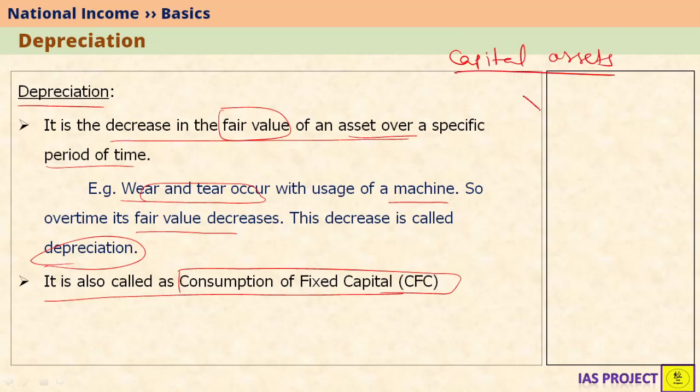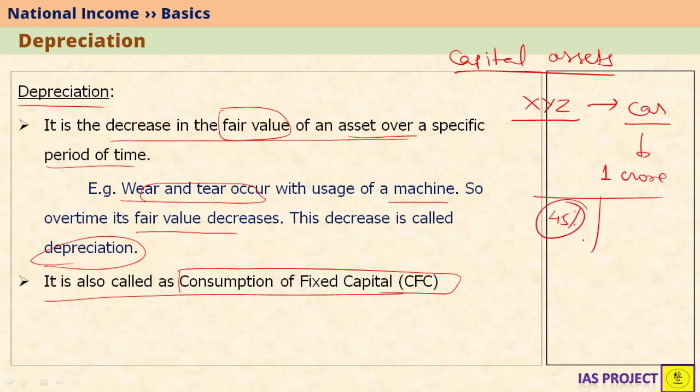For example, there is a company called XYZ and it has bought a new car. Let us say the cost of the car is 1 crore. In the first year, the value of the car decreases by 45%. And this 45% is called depreciation. So 45% means 45 lakhs. So 45 lakhs is the depreciation of the car in the first year. So the fair value of the car is nothing but 55 lakhs in the first year.